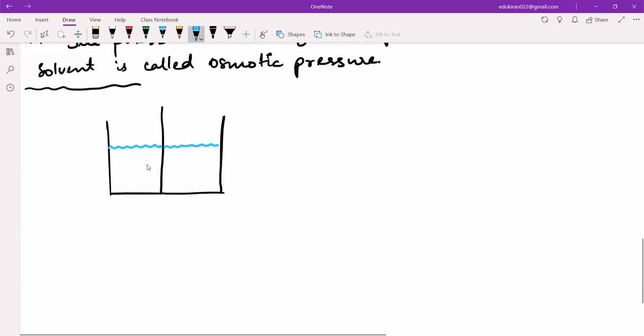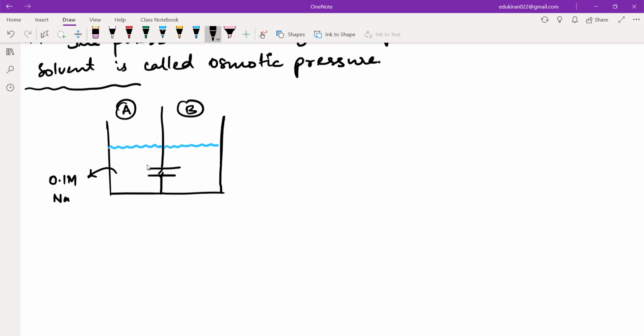Now, here I have taken two different solutions, in two different compartments, compartment A and compartment B. Compartment A has 0.1 molar NaCl, and compartment B has 0.2 molar NaCl. Now, can you tell me the flow of solvent will be from which compartment to which compartment?